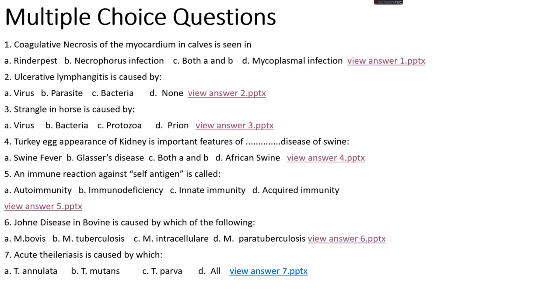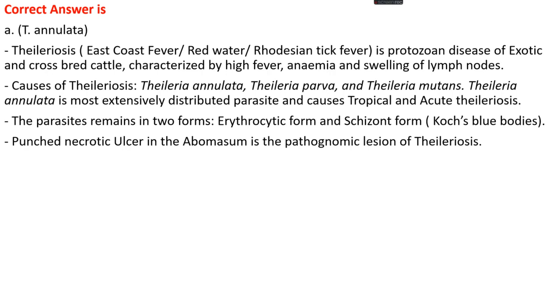Okay. Question number 7. Acute theileriosis is caused by which? Option A. Theileria annulata. Option B. Theileria mutans. Option C. Theileria parva. Or option D. All. The right answer is option A, that is Theileria annulata.